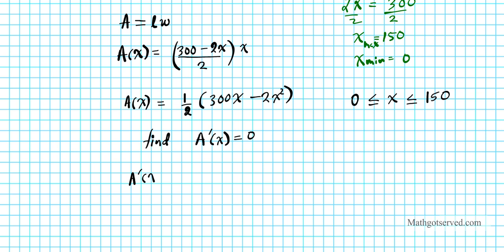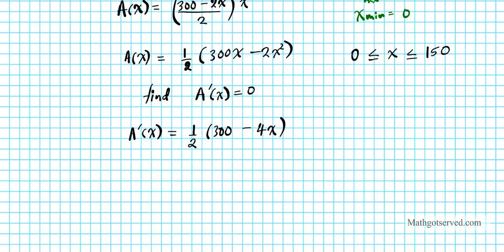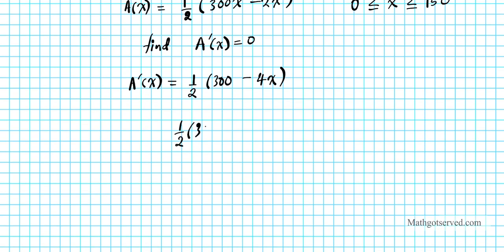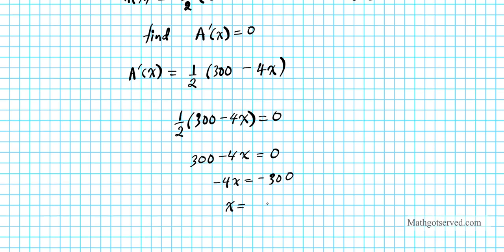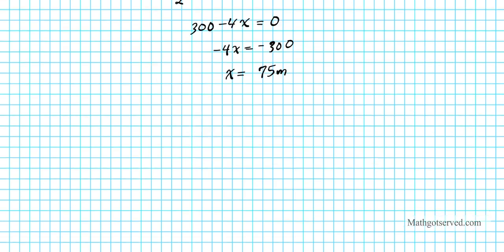So we're going to differentiate this area function right here. So it's going to be, factor out the 1/2, the derivative of 300x is 300, minus 4x. Okay, now we need to set this equation to 0. So we have 1/2 times 300 minus 4x equals 0. Multiply both sides by 2. We have 300 minus 4x equals 0. So then we have negative 4x equals negative 300. And when you divide by negative 4, you end up with x equals 75 meters. Okay? So, all right, so let's go ahead and test each one of them.